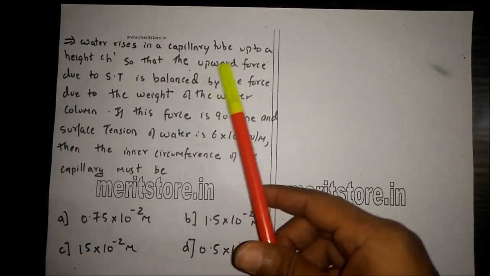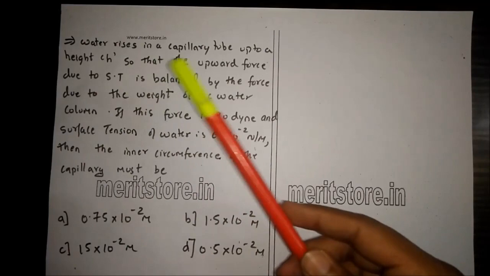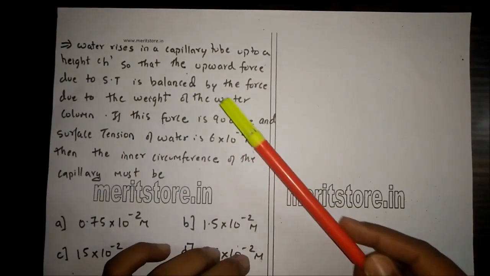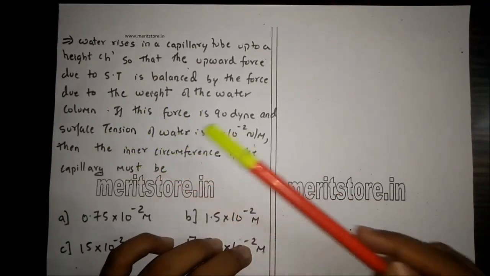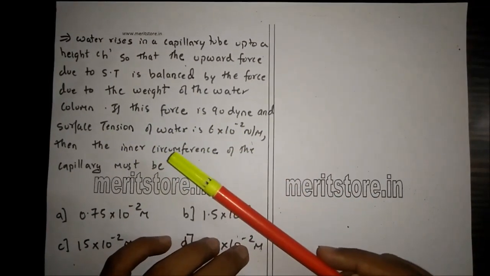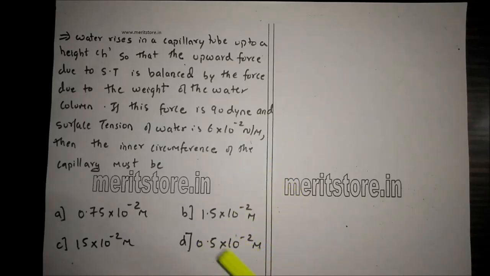Water rises in the capillary tube up to a height h, so that the upward force due to surface tension is balanced by the force due to the weight of the water column. If this force is 90 dyne and surface tension of water is 6 into 10 to the minus 2 Newton per meter, then the inner circumference of the capillary must be, here are the options.